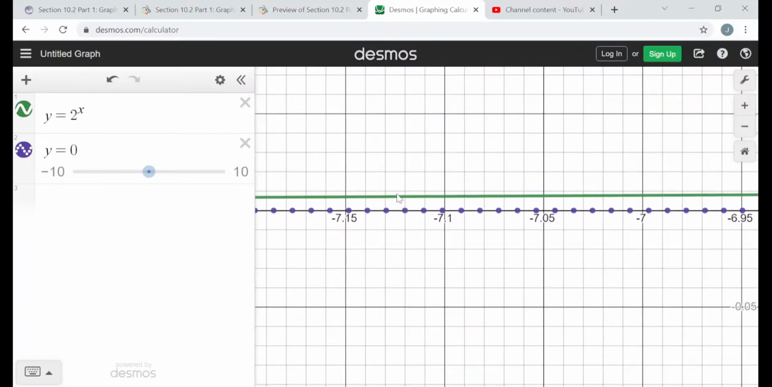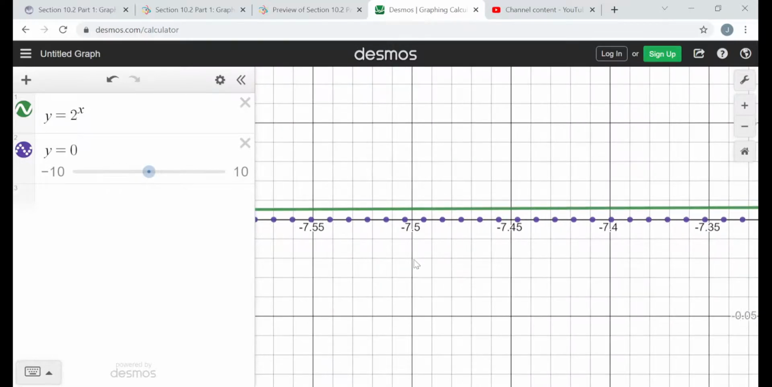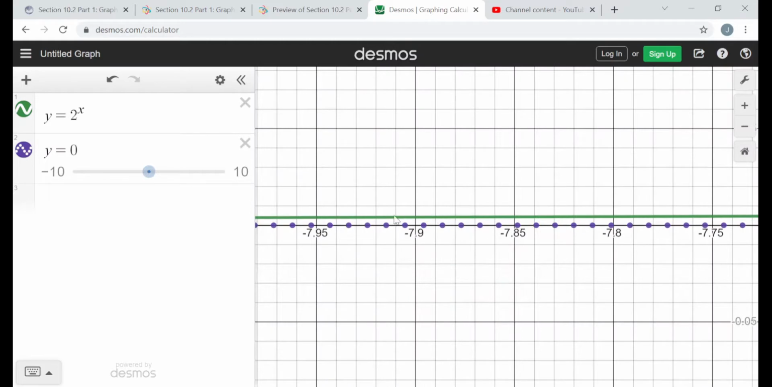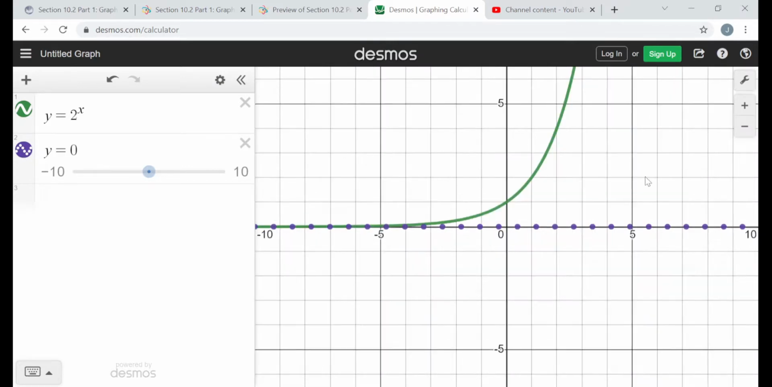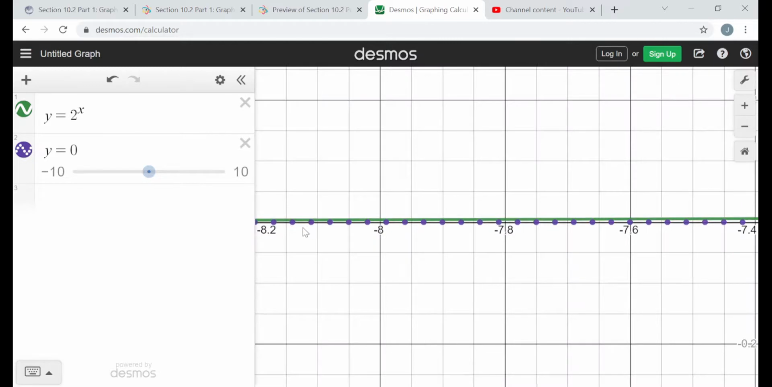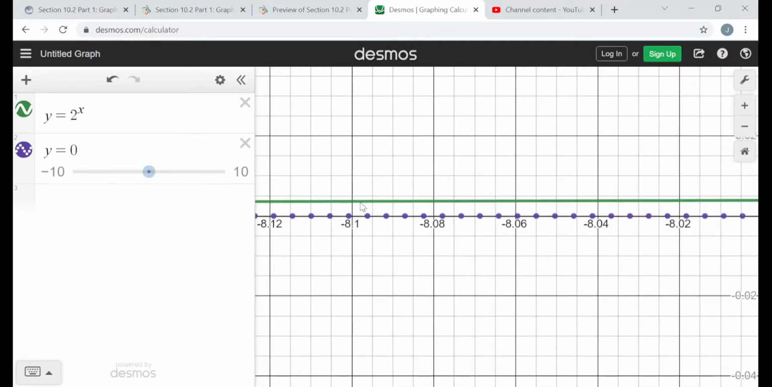The green graph is the exponential function, y equals 2 to the x. And you can see, no matter how far to the left I go, no matter how small I make my inputs, the output is always positive. It's approaching the purple dotted line, the x-axis, but never actually hitting it. I know it looks like it hits the x-axis here, but if you zoom in, as you get closer and closer, you'll see that the green graph is not actually hitting the x-axis.